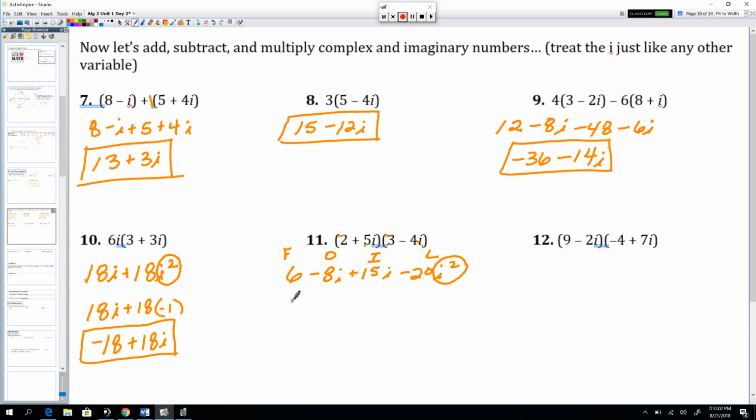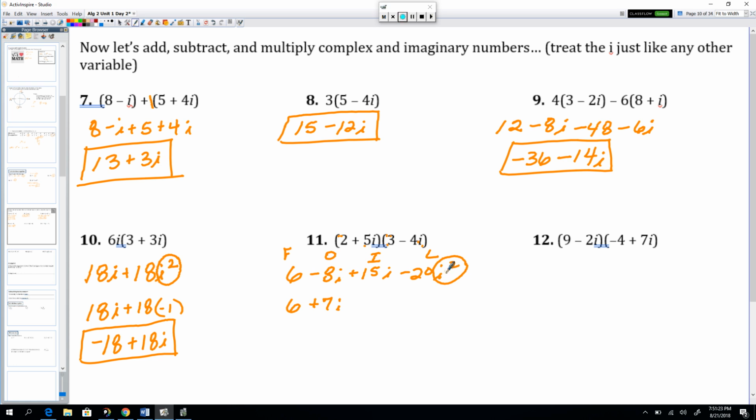So let me do a little bit of work here. This 6 doesn't have any buddies yet, but these i terms do. So let's combine these buddies, negative 8i and plus 15i. Let's make that a 7i. Combine that all down. Now this negative 20, remember what we replace i squared with? With a negative 1.